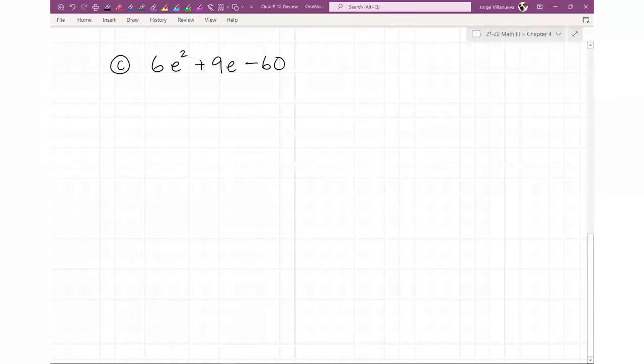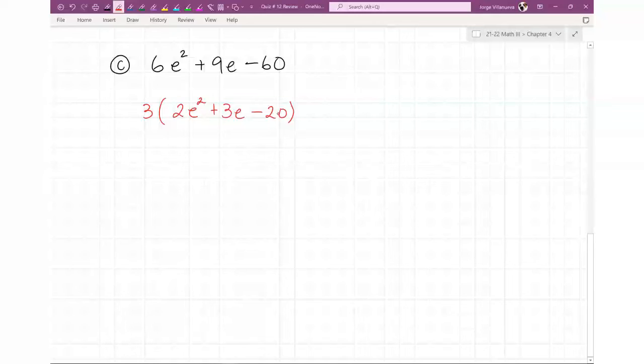I can factor out a 3, right? Notice the 6, the 9, and the 60, they all have a 3 in common. So let's take a 3 out. That makes it 2e squared plus 3e minus 30. I'm sorry, not 30, 20. I did the same thing that happened earlier. I cut the 60 in half because I knew I was dividing by 3.